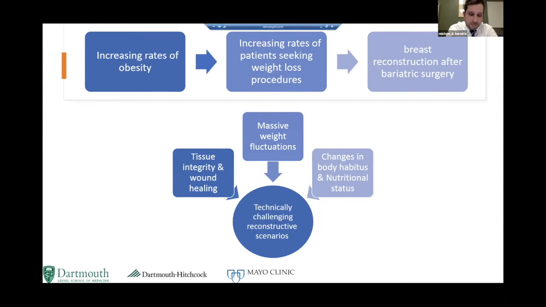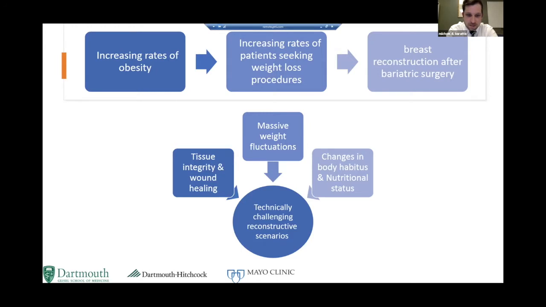So there's an increasing rate of obesity in the U.S. population over many years now. With that increasing rate, there's been an even more increasing rate of patients seeking bariatric weight loss surgeries, including Roux-en-Y gastric bypass, sleeve gastrectomy, and other operations. And with that, we thought that there would probably also be an increase in the amount of patients undergoing some type of breast reconstruction surgery after bariatric surgery and possible massive weight loss.